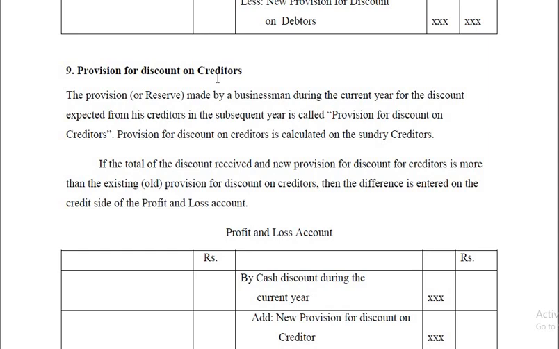Say there might be some creditors on the balance sheet date, and when you make the payment to them in future, then as a matter of business practice, you are likely to receive some discount from them. So it's an income. While preparing the final accounts, you have to take such income, but you are not very sure what the exact income is. Therefore, provision has to be created for that, and that is nothing but provision for discount on creditors.